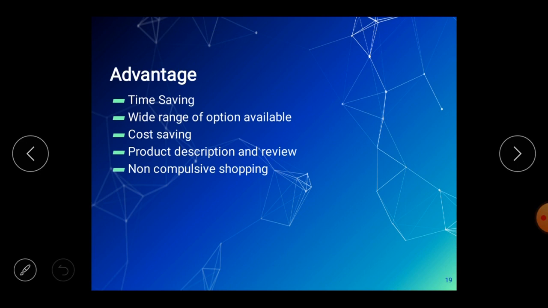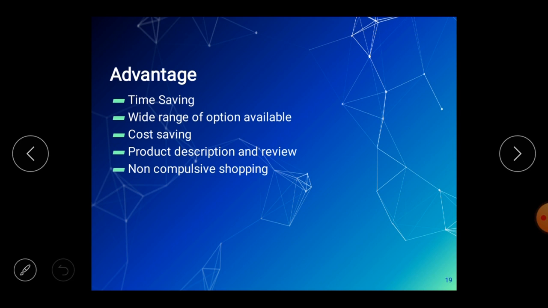So what are the advantages of online shopping? It is time saving. We don't need to go somewhere else. By sitting in our room, with a mobile phone in our hand, we are doing the shopping. A wide range of options is available. We can visit more than one site and see more than one product at a particular time.